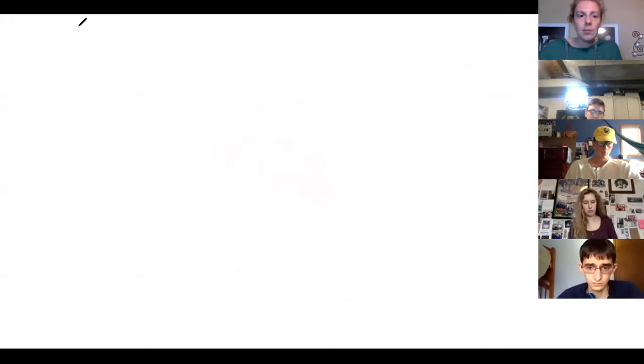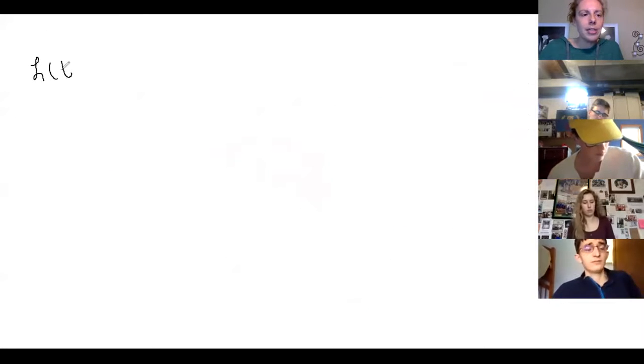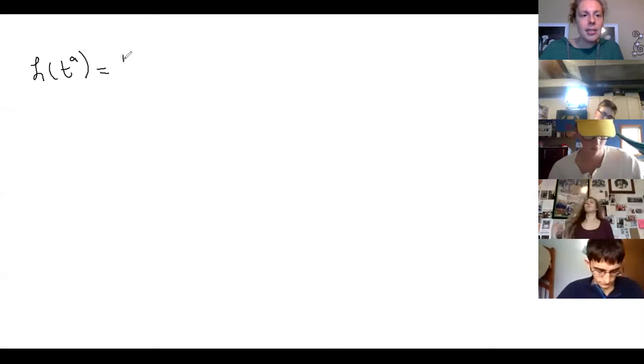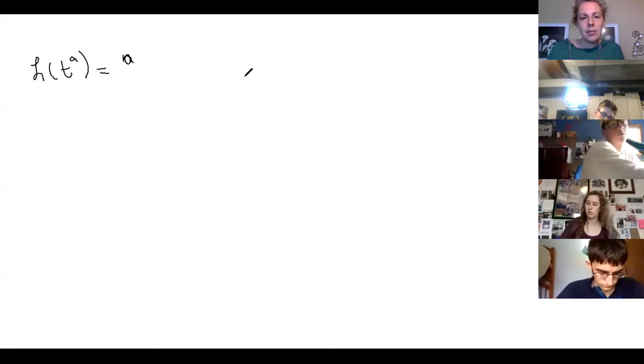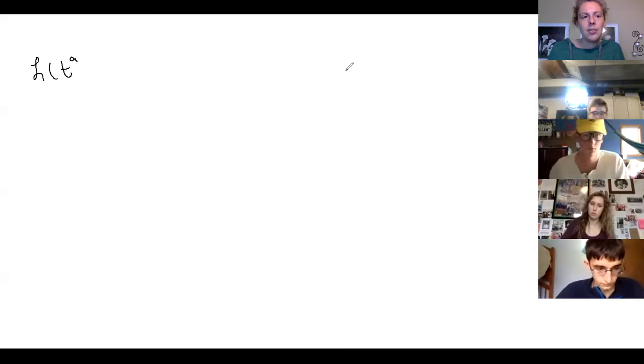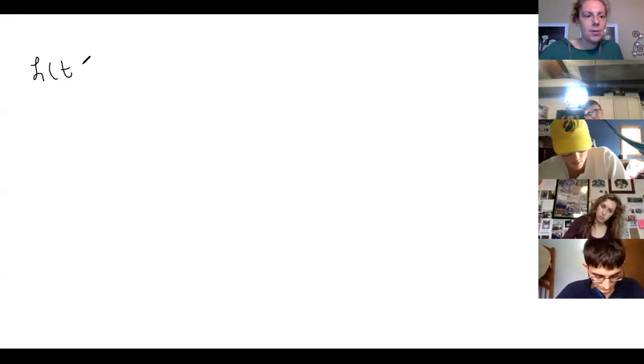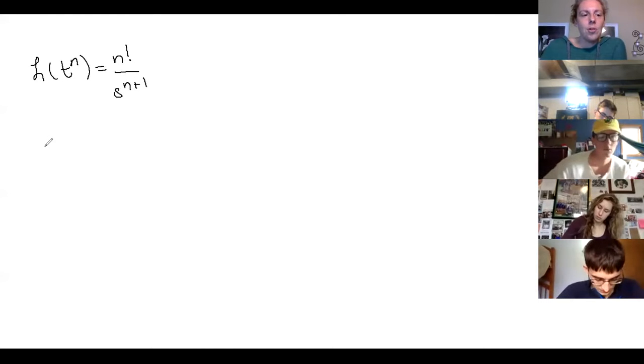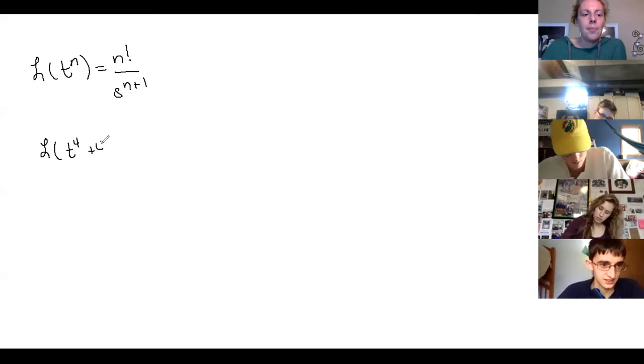All right, so here's the thing you want to remember. The Laplace transform of t to the n, where we have an exponent, is n factorial over s to the n plus 1. That's in the front of the book, if n is an integer, because I have the gamma function. Do for me, please, the Laplace transform of t to the 4th plus 4t squared plus 2.